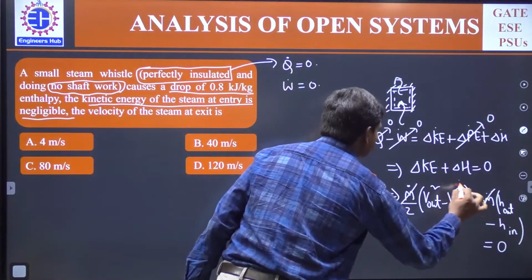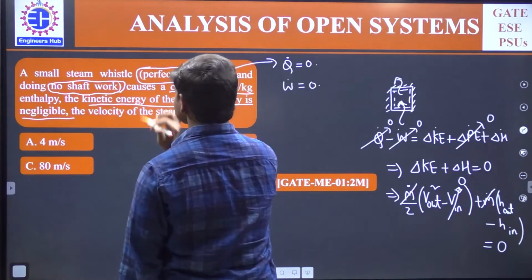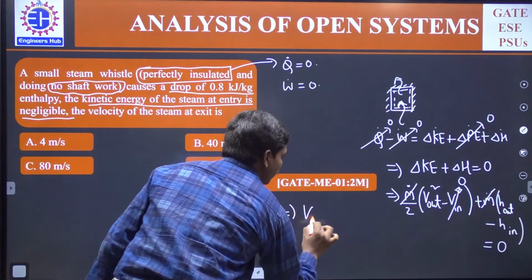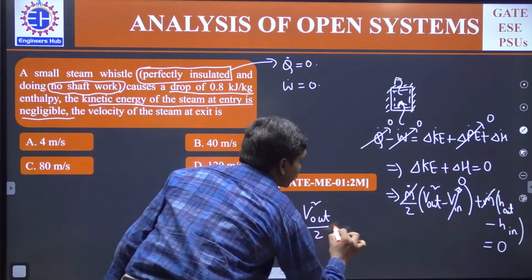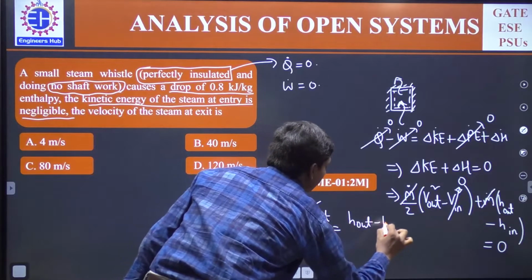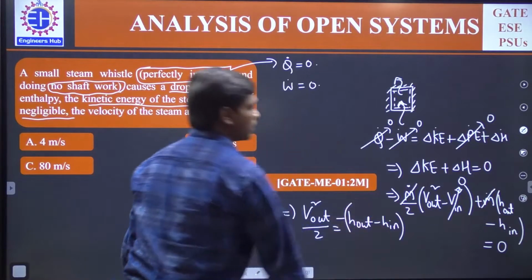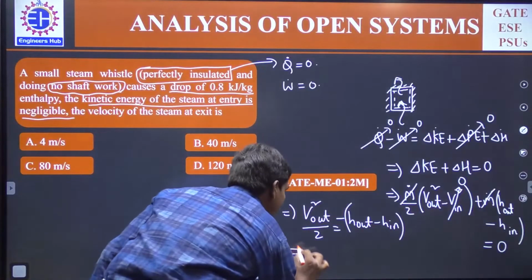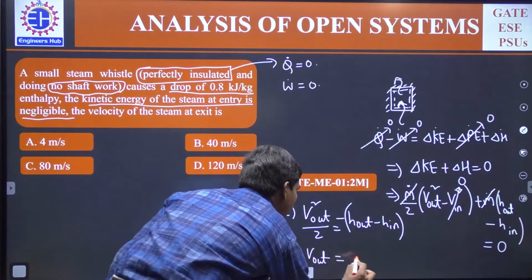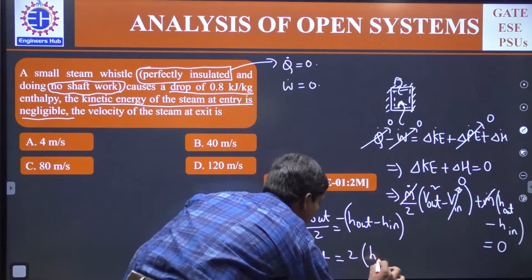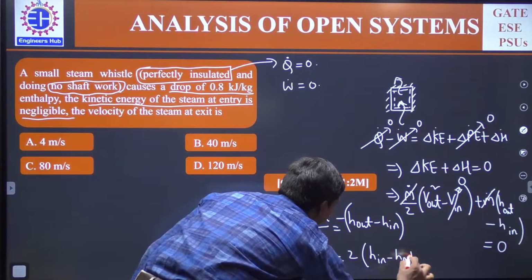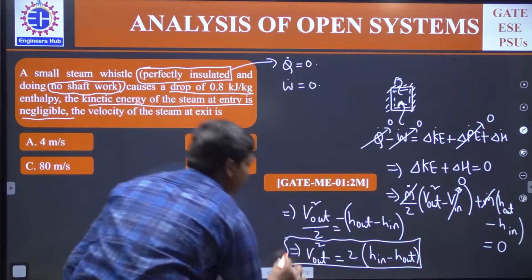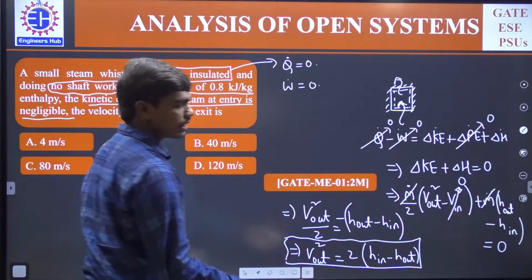This V in is also 0 because it's given the kinetic energy of the steam at the end is negligible, which means the inlet velocity is very small. So this implies V out square by 2 is equal to H out minus H in with a minus sign, because here both the terms are on the same side of the equation, but now we are bringing it out. So this implies V out square is equal to 2 into H in minus H out. So this is the equation that we have. V out square is equal to 2 times H in minus H out.